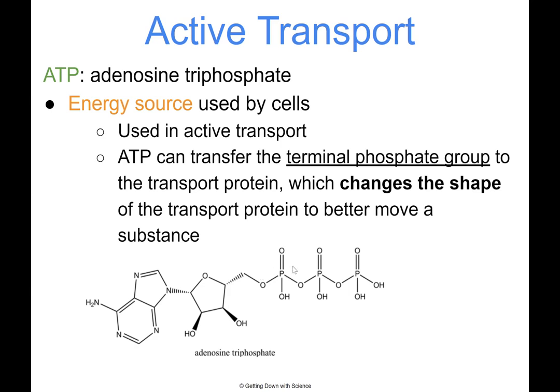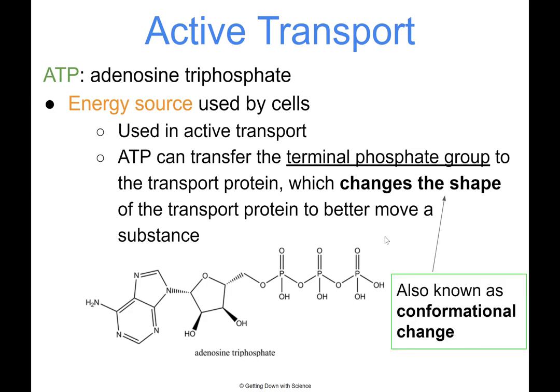And the way it works is, you notice we have our adenosine triphosphate. Here's 3 phosphates. And so what has happened is that we can transfer that terminal phosphate group to the transport protein. And with that phosphate group is where the energy is stored, kind of in the bond there. And so when we transfer it, it changes the shape of the transport protein so it actually can move the substance more easily. And so we refer to this as a conformational change because we're actually changing the physical shape.